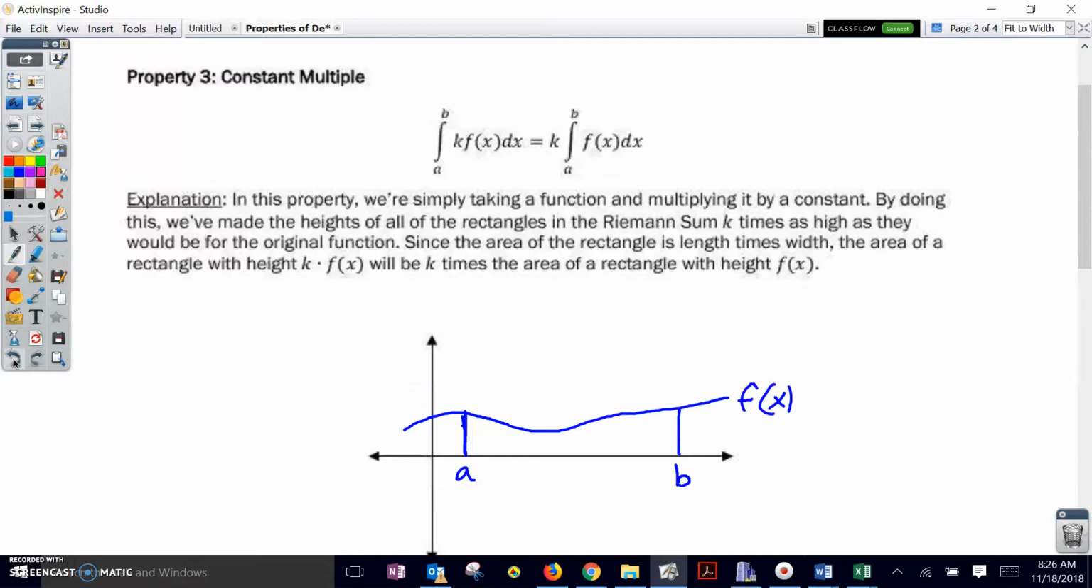Maybe we will just double all the values of this function.